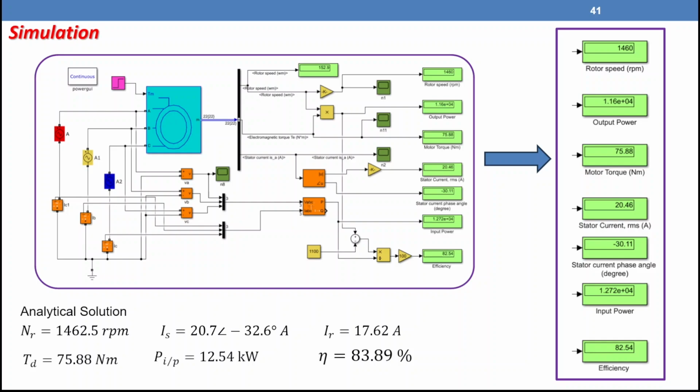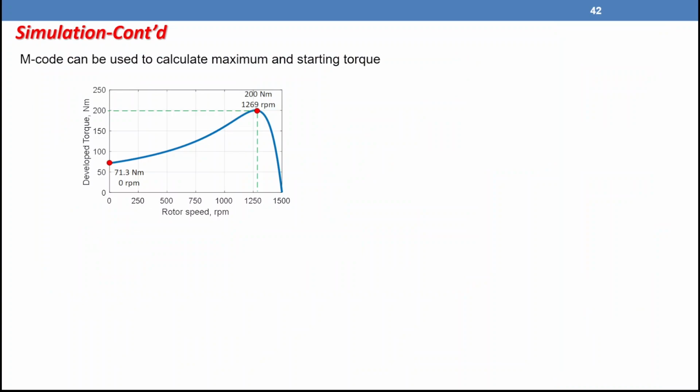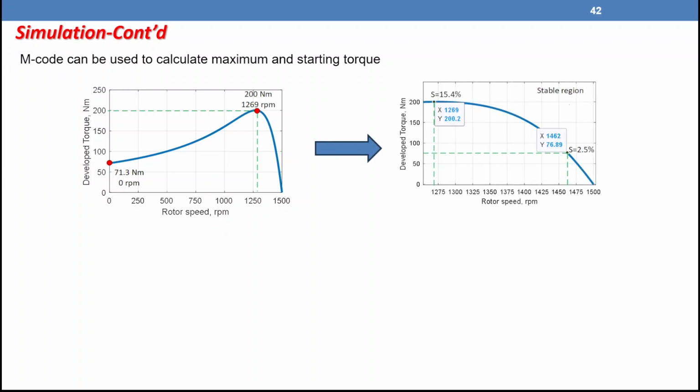So let's look at that using M code. Using M code, we built this problem in MATLAB code and simulated the torque speed characteristics. We found that starting torque is 71.3 Newton meter, and the maximum torque occurs at the same speed we calculated, 1269 RPM, with maximum value 200 Newton meter. In the stable region, at slip 2.5%, the speed is identical to what we calculated, 1462, and the torque in this case is 76.9 Newton meter.